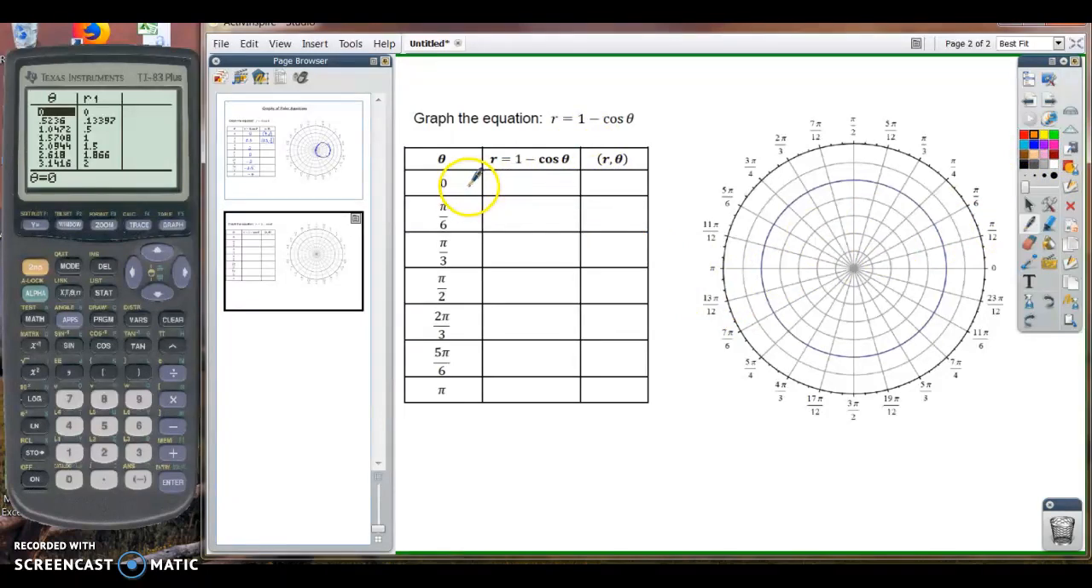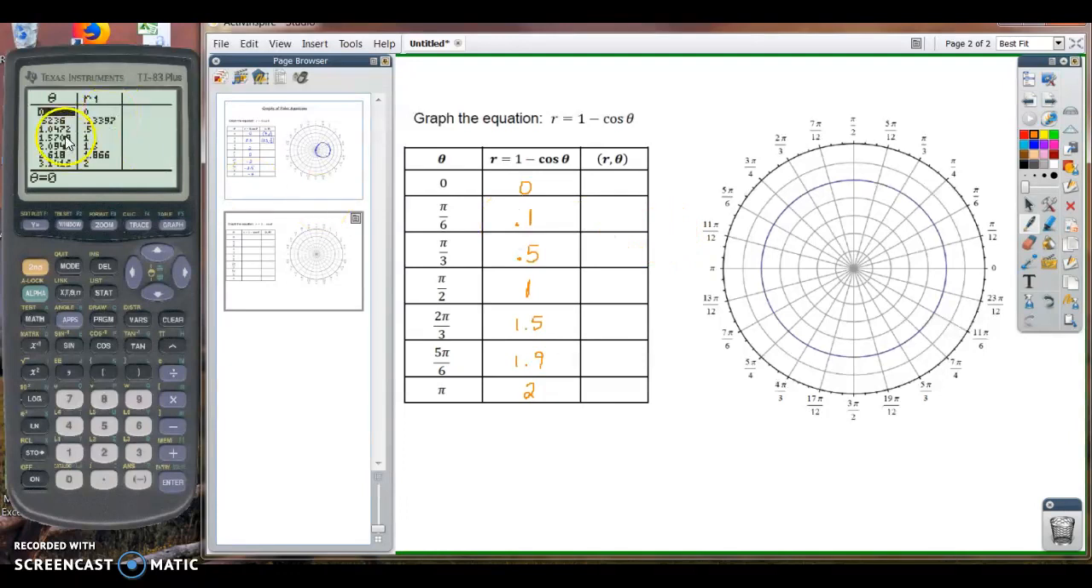Let's see, when theta is 0, r is 0. At pi over 6, it looks like 0.1. At pi over 3, we're at 0.5. Pi over 2, we're at 1. Then we're at 1.5, then 1.9, and then we're at 2. If you want to fill in this last column, you can, but we have our theta and our r here, so we can just get it from that part of the graph and plot those points.